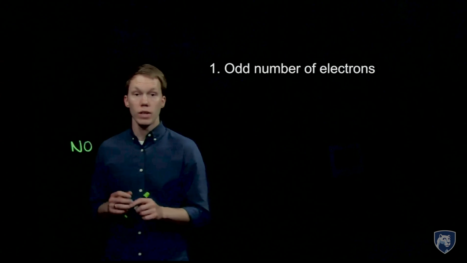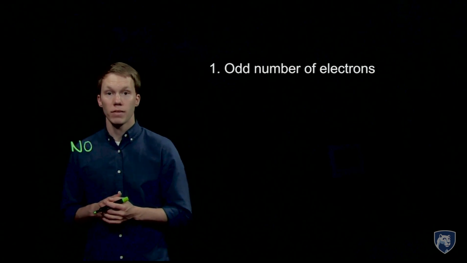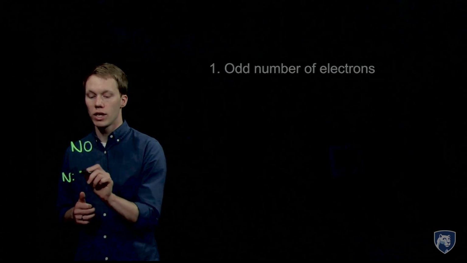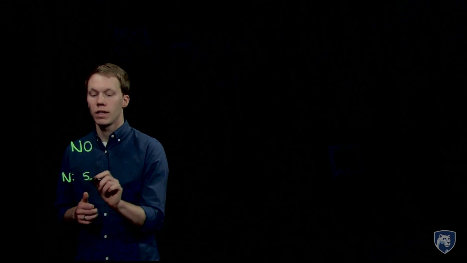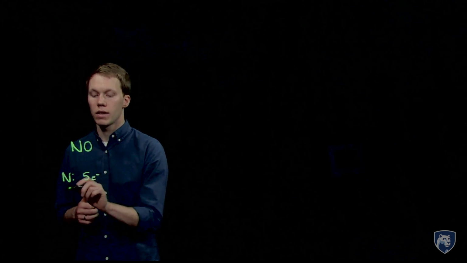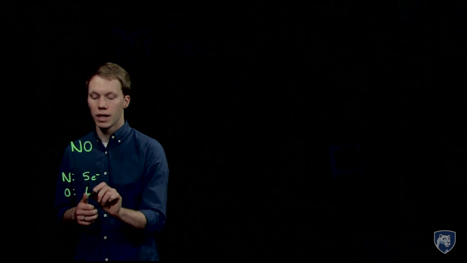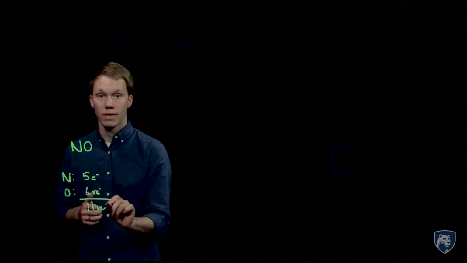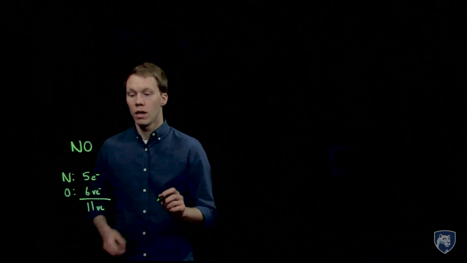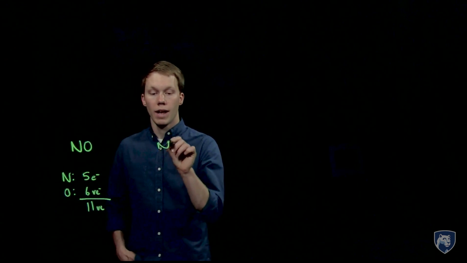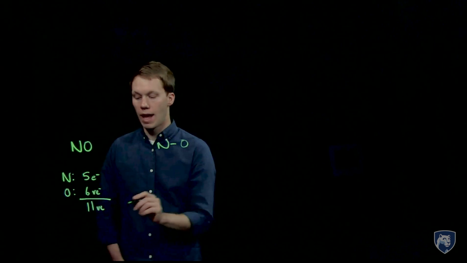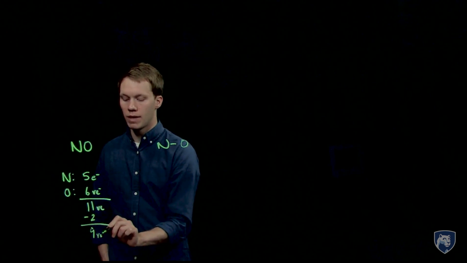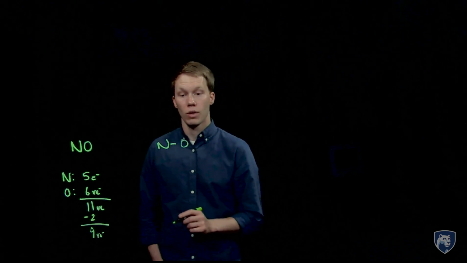Okay? We would start with the same basic steps of drawing a Lewis structure, counting the total number of electrons. Nitrogen brings 5 valence electrons. Oxygen brings 6 valence electrons. So total, I have 11 valence electrons to work with. So I build a framework, NO. I've used 2 of those valence electrons in bonding. I'm left with 9 valence electrons to place as lone pairs.